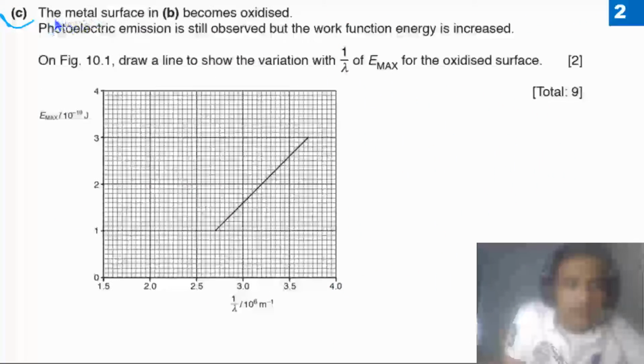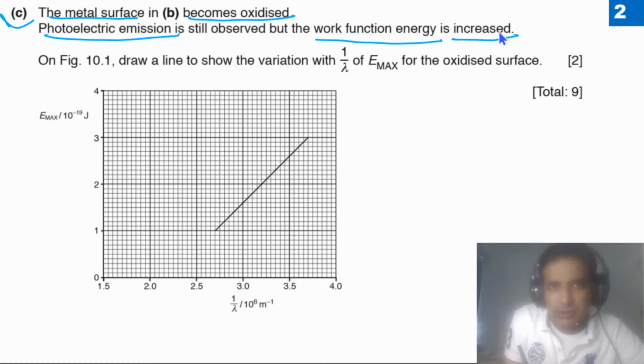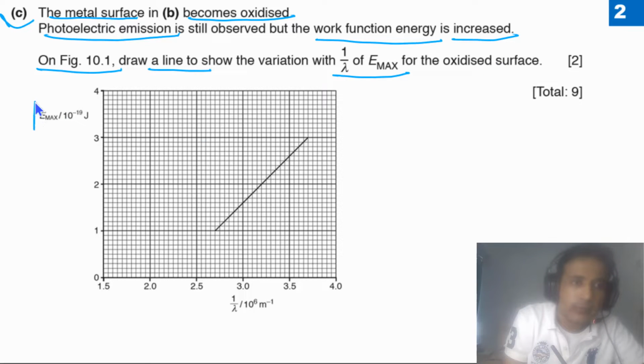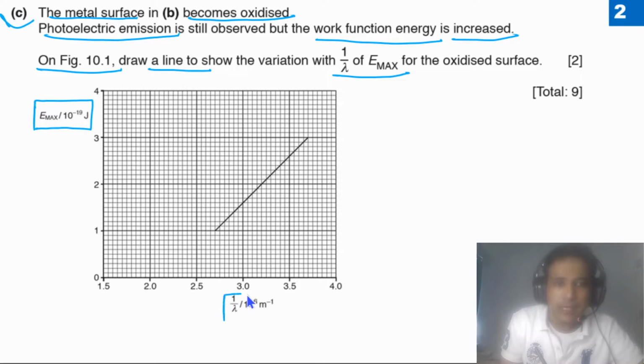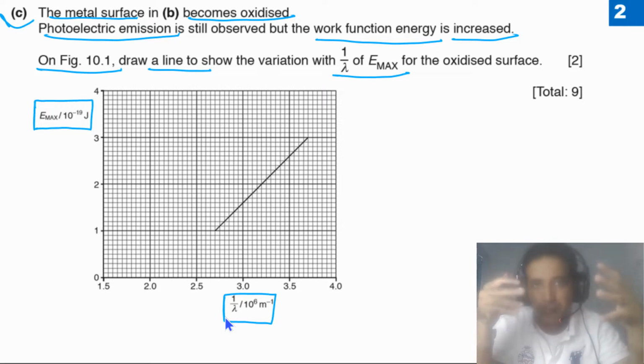Part C says the metal surface in B becomes oxidized. Photoelectric emission is still observed, but the work function energy is increased. On figure 10.1, draw a line to show the variation with 1 over lambda of Emax for the oxidized surface. If you look at figure 10.1, we have Emax on the y-axis and 1 over lambda on the x-axis. So this graph will be very similar to the previous one.